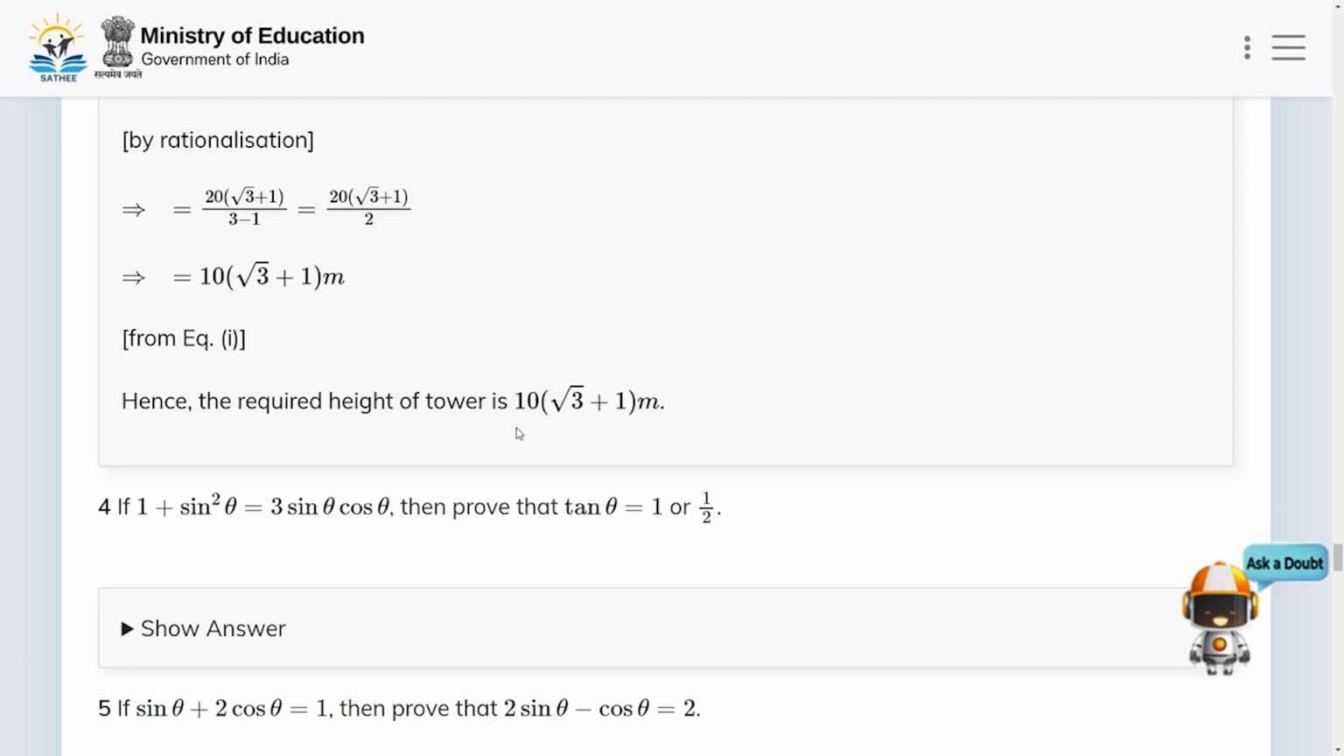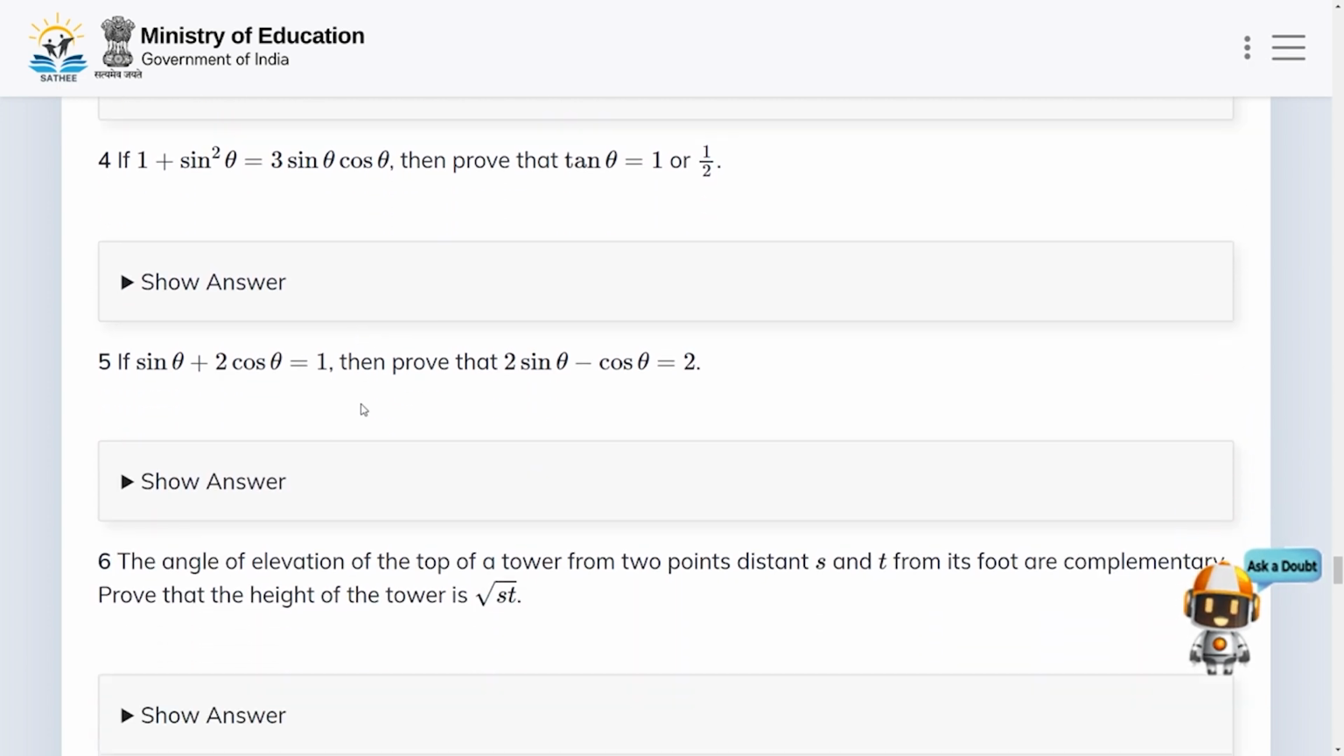Okay, now let us see question number 4. In question number 4, if 1 plus sin square theta is equal to 3 sin theta into cos theta, then prove that tan theta is equal to 1 or 1 by 2. Okay, so let us prove this problem.